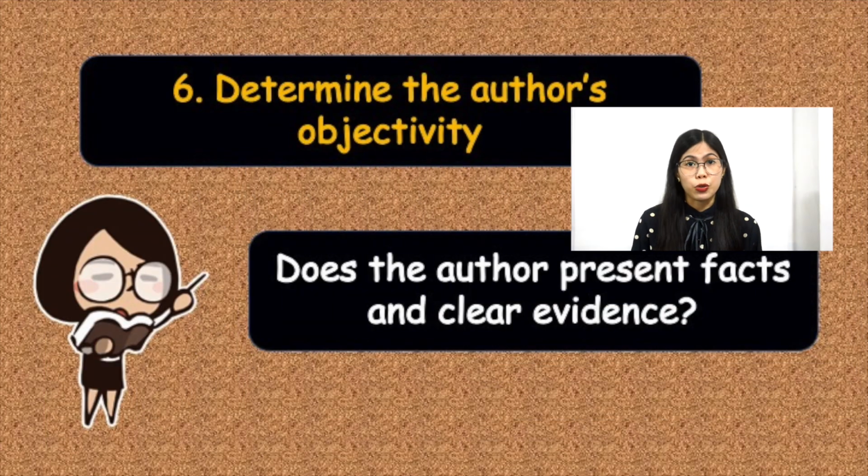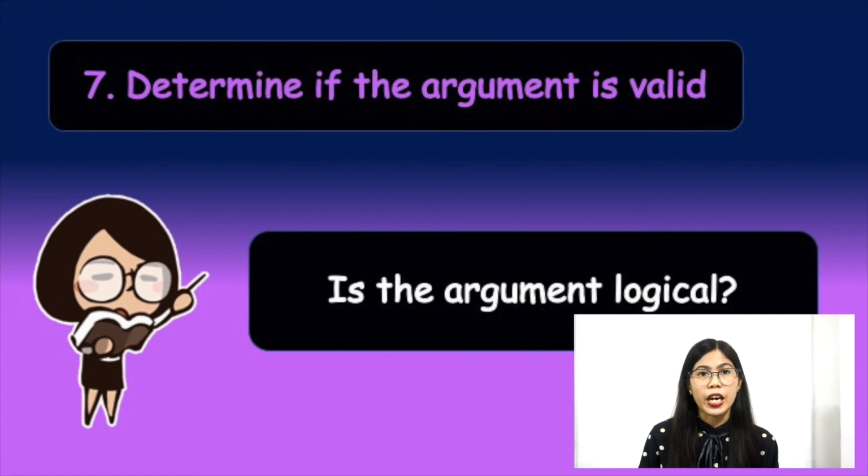Next, determine the author's objectivity. Ask yourself, does the author present facts and clear evidence in his arguments? He or she must present sources from the types of supports that we discussed earlier, such as research papers, case studies, and so on. Next step is determining if the argument is valid. Ask yourself, is the argument logical? Is the argument well-reasoned? Does the argument provide sound reasoning? Does he have a point? Something like that.